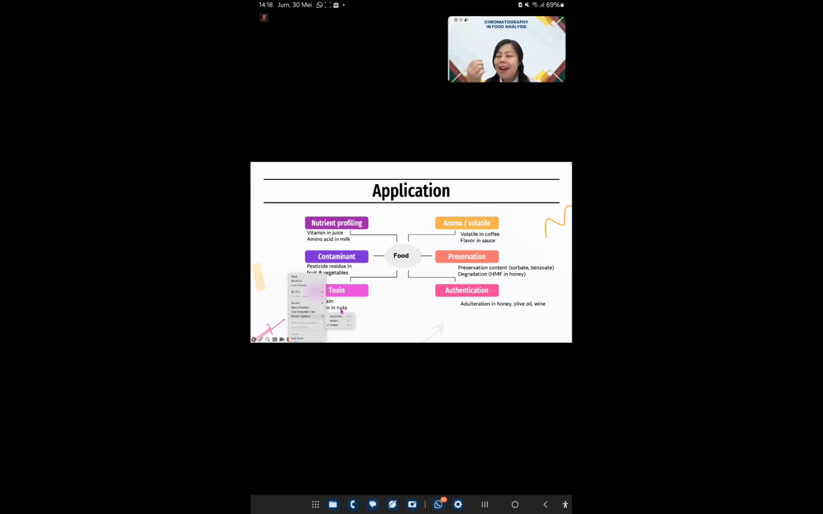So that's why people nowadays get addicted to coffee, because these volatile compounds tend to trigger your nose and the sensory part of your nose. Okay, thank you.